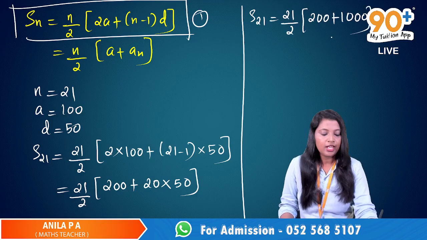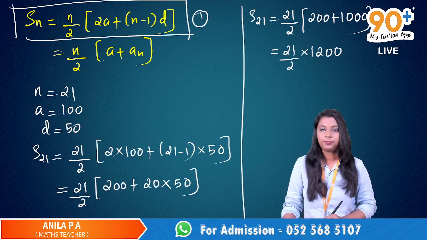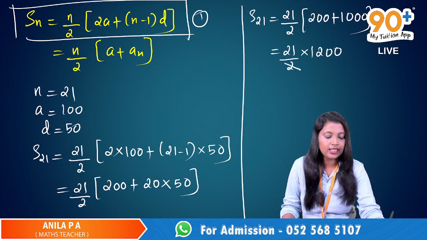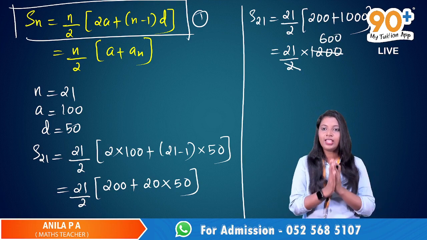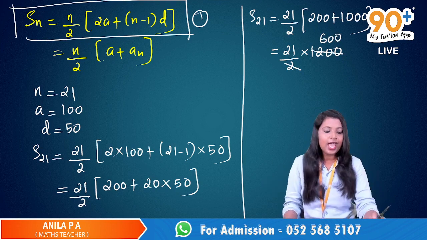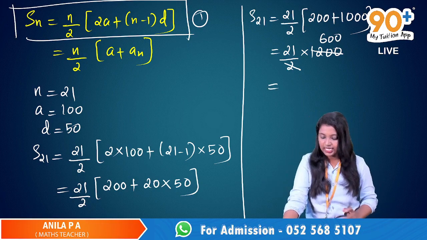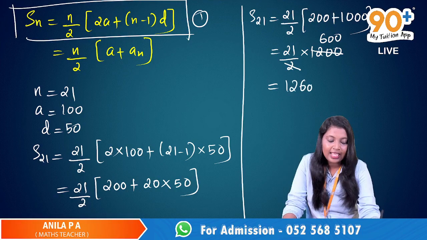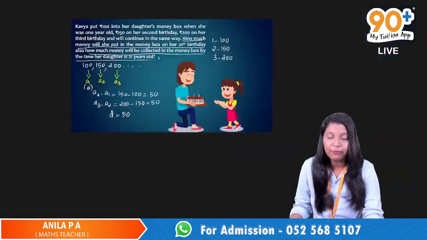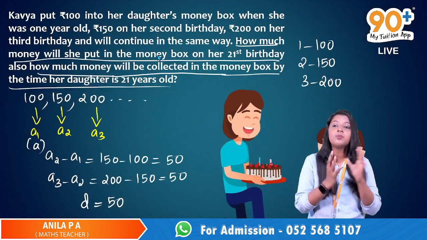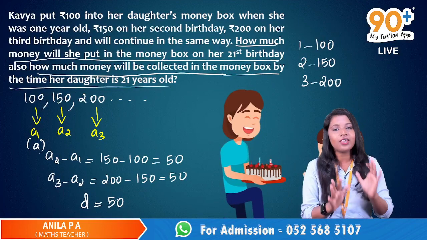So 21 by 2 into 1200. Then we are cancelling, so 1200 by 2 is 600. For the final answer, you multiply 21 and 600 and you get 12,600 as S21. This is the answer for the question, that is how much money will be collected in the money box by the time her daughter is 21 years old.